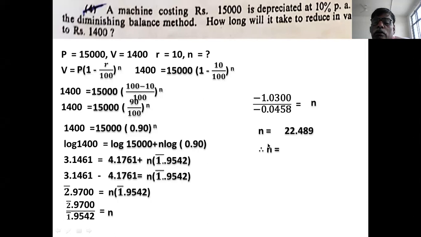22.48, and nearly it is 22.5 years. 22.5 years. This is the answer relating to question number 4. Okay, I dictated and today I solved this problem. And come to the next problem. Question number 5, the national income. You solve this problem, it is very easy. I already explained, you solve it.